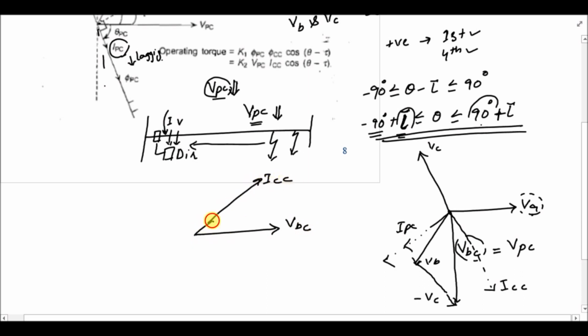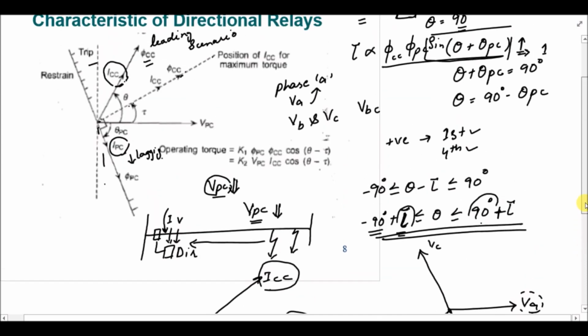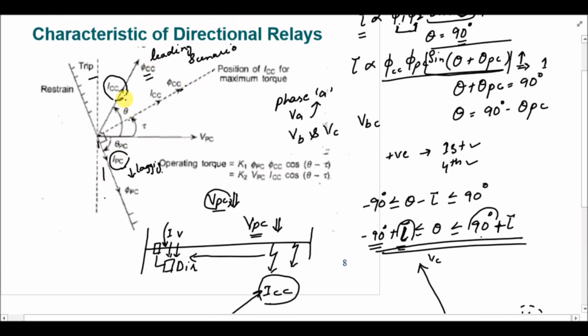ICC and IPC. So this is your potential coil current, this is your polarizing quantity which is equal to VPC, and this is your IC, that is the fault current in this case. So that's why in this phasor diagram the ICC is leading the potential coil voltage, because we are considering line to line voltage here, and this ICC is lagging with respect to the phase voltage in which we have a fault.